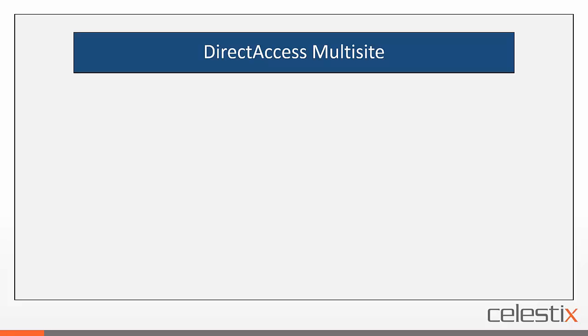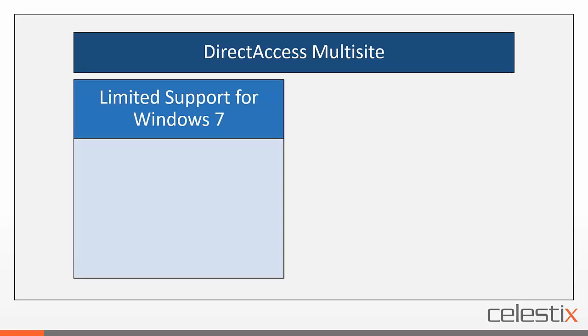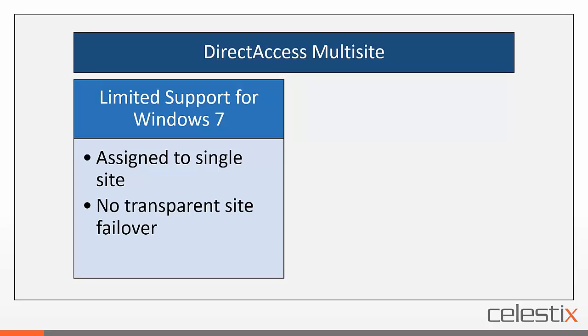Now, in that scenario, of course, there's support for all supported DirectAccess clients: Windows 7, Windows 8, and Windows 10. However, the majority of clients today are Windows 7, which lack some of the features and capabilities to fully support this. So, for example, a Windows 7 DirectAccess client, although it can be deployed in a multi-site scenario, is not aware of all sites. So it has to be assigned to a single site. And then the drawback there is that it can't transparently fail over to another site.